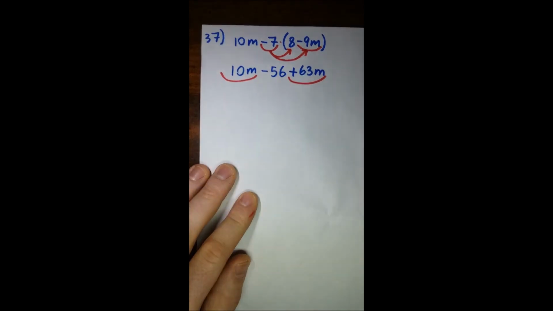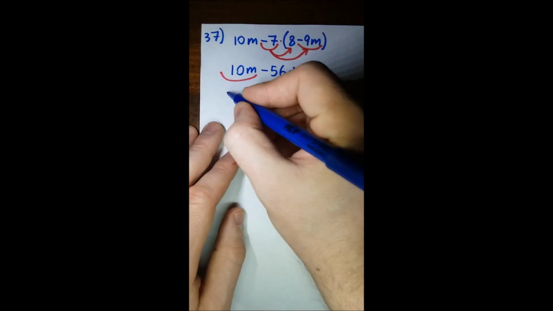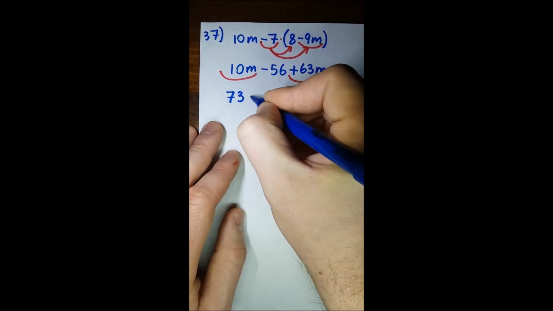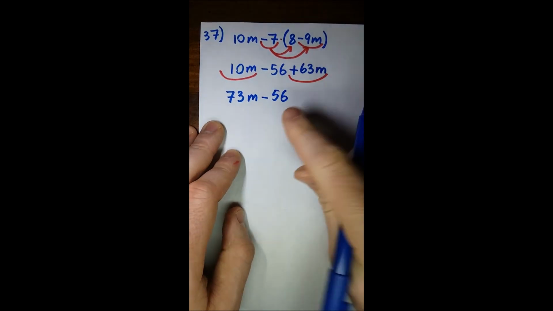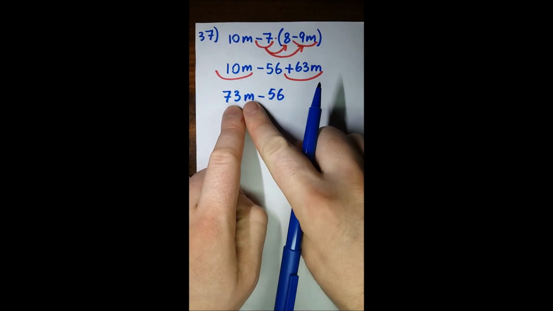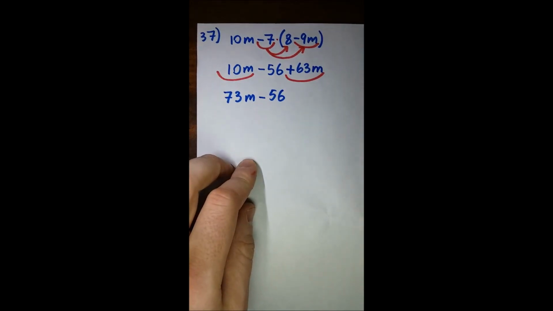Now, 10m plus 63m is, 10 plus 63 is 73m, minus 56. Those two cannot be combined. This is an m term. This is a constant. Cannot combine them. This is your answer.